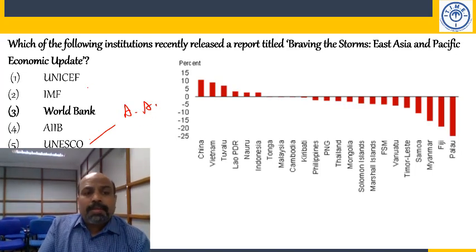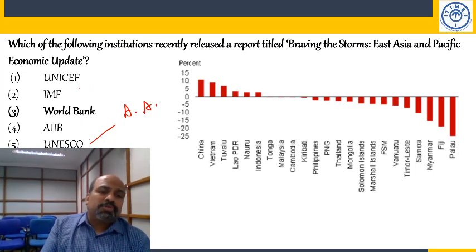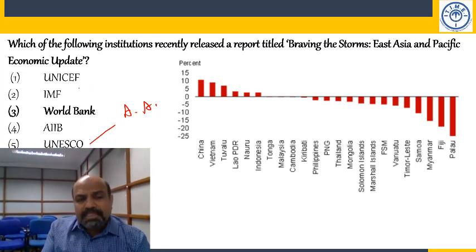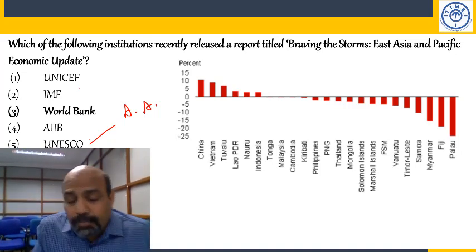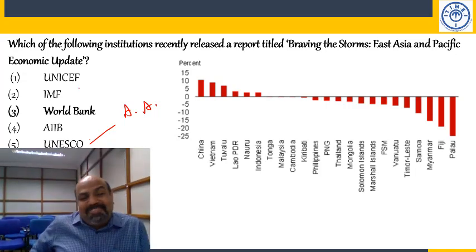UNICEF, yeah. Then AIAB, I think we discussed in the recent class, so we will not discuss it again. I think I just didn't want to discuss even UNESCO, but I mentioned the name of that lady. What's her name? Audrey Azoulay of France.